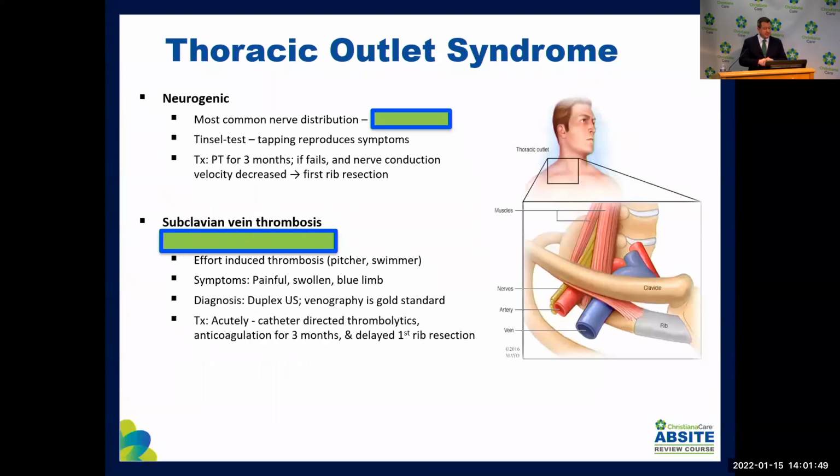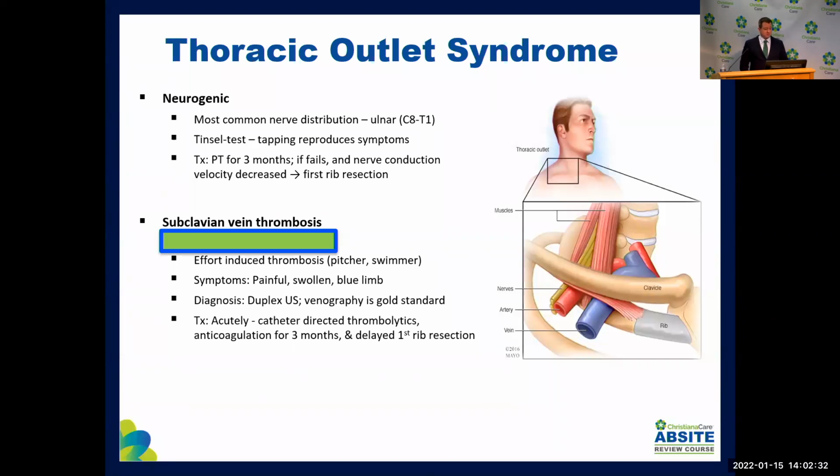Thoracic outlet syndrome, and we'll review this in a little more detail in tomorrow's vascular lecture, but it's important to know for thoracic as well. The most common nerve distribution in neurogenic thoracic outlet syndrome? Anyone? It'd be ulnar, right? Or your C8, T1. So I just think of your little finger, fourth and fifth fingers, numbness, and that's going to be your C8, T1. Tinel test, tapping reproduces the symptoms there. For neurogenic, you're really going to recommend physical therapy first and try to work through it. If that fails, and your nerve conduction velocity is still decreased, then consider a first rib resection.